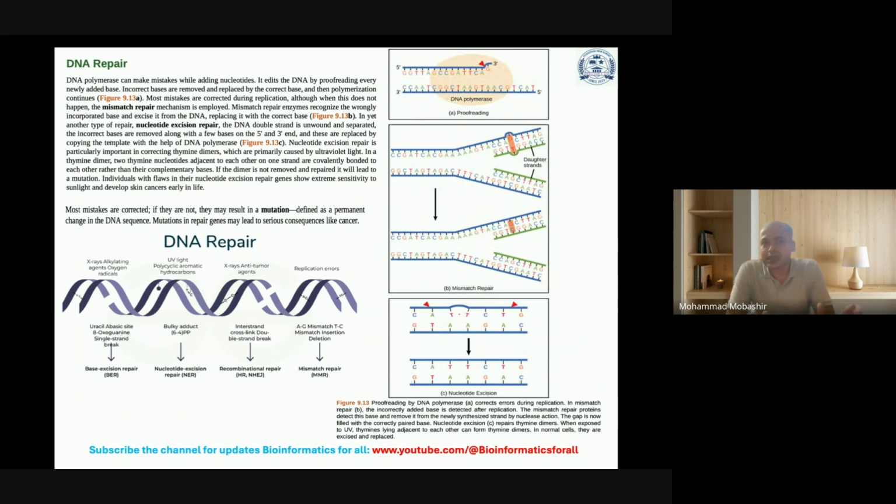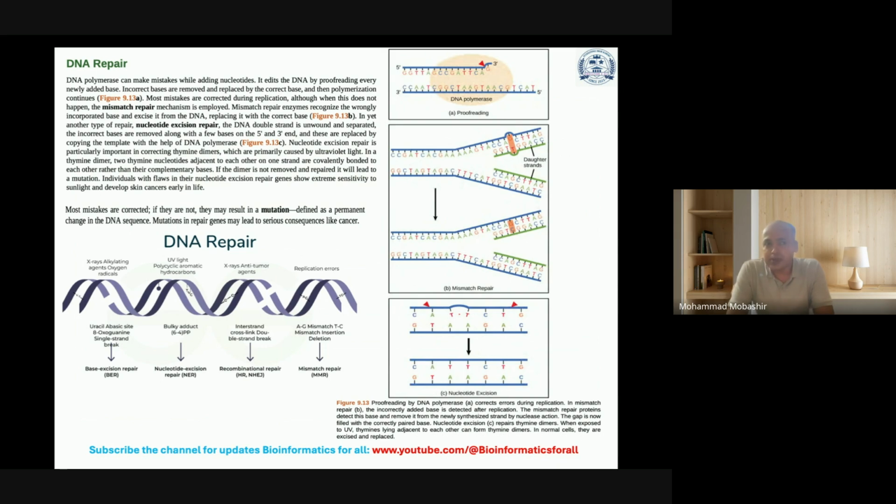Most mistakes are corrected during replication, although when this does not happen, the mismatch repair mechanism is employed. Mismatch repair enzymes recognize the wrongly incorporated base and excise it from the DNA, replacing it with the correct base. In yet another type of repair, nucleotide excision repair, the DNA double strand is unwound and separated. The incorrect bases are removed along with a few bases on the 5' to 3' end, and these are replaced by copying the template with the help of DNA polymerase.